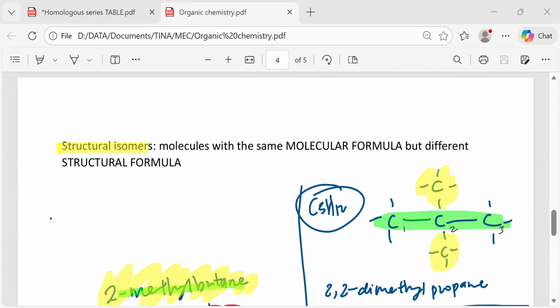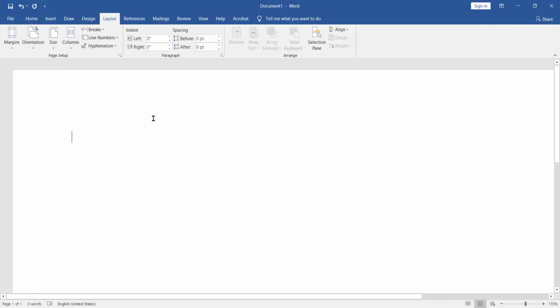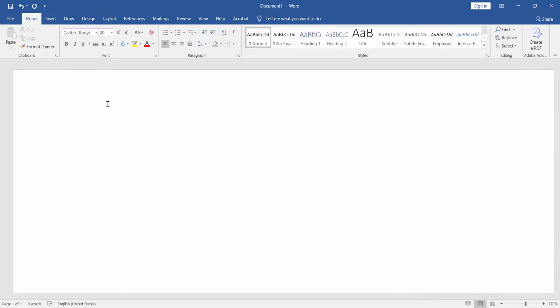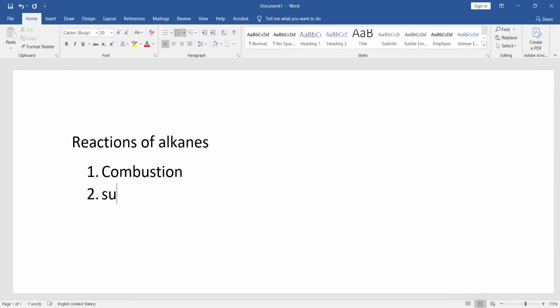We're going to start from what reactions they can do. So you remember alcohol, everything, right? Today we're going to learn about the reactions. Reactions of alkanes, that means what alkanes can do. Alkanes can do three important things. They can do combustion, they can do substitution, and they can do something called cracking.